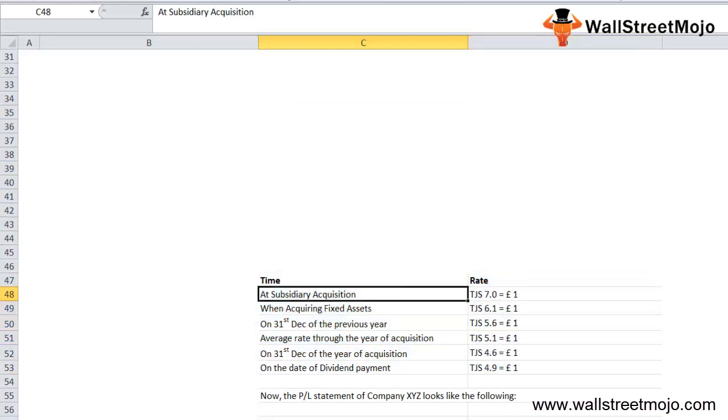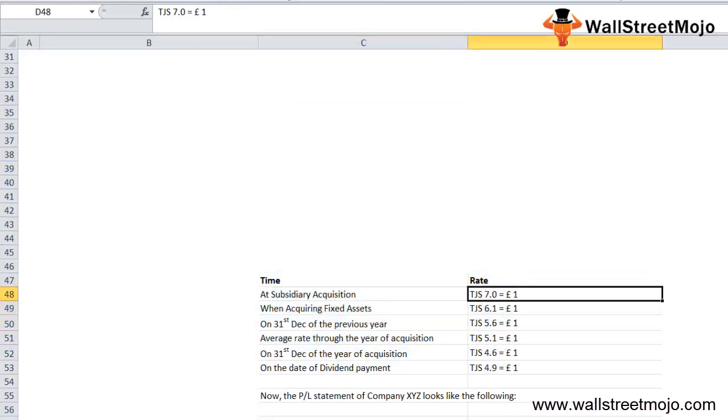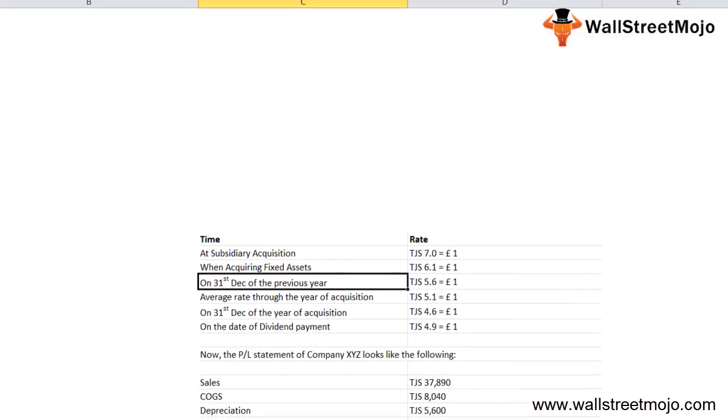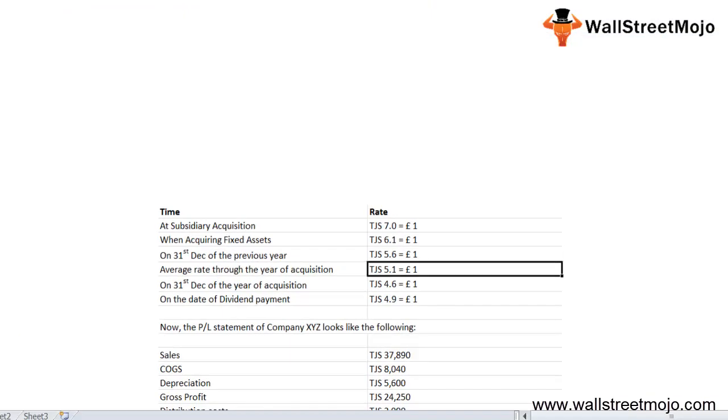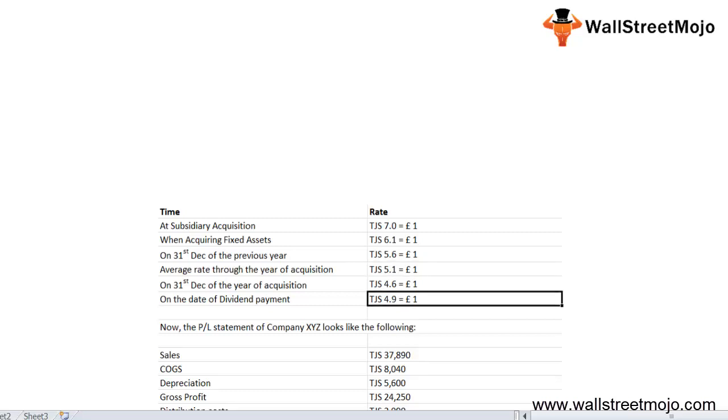At the subsidiary's acquisition, the rate was 7 TJS, 6.1 during the acquiring of fixed assets. On 31st December, it was 5.6. The average was 5.1. On the year of acquisition, it was 4.6. And on the date of dividend payment, it was 4.9. So these were the different exchange rates during the different time frames.